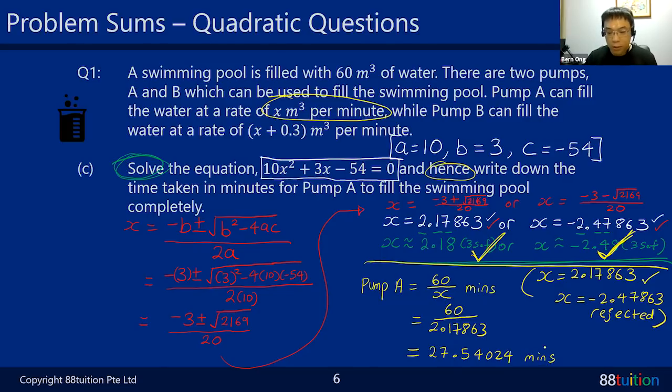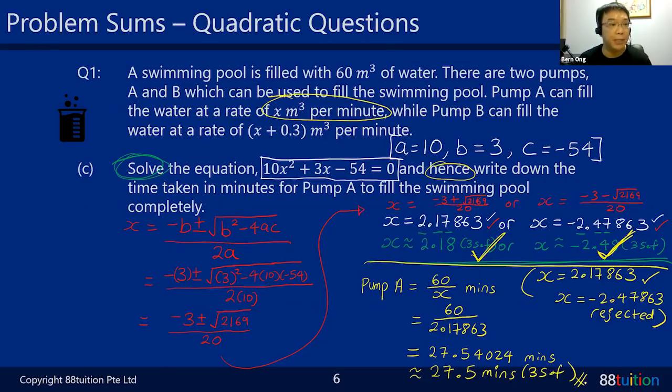Okay, so the question says, hence, write down the time taken in minutes. Okay, I give them in minutes already. All right, for pump A to fill the swimming pool. But this answer, the decimal so long, give to 3 significant figure. The question never say you have to automatically give one. 27.5 minutes. And declare, tell your teacher, 3 significant figure.